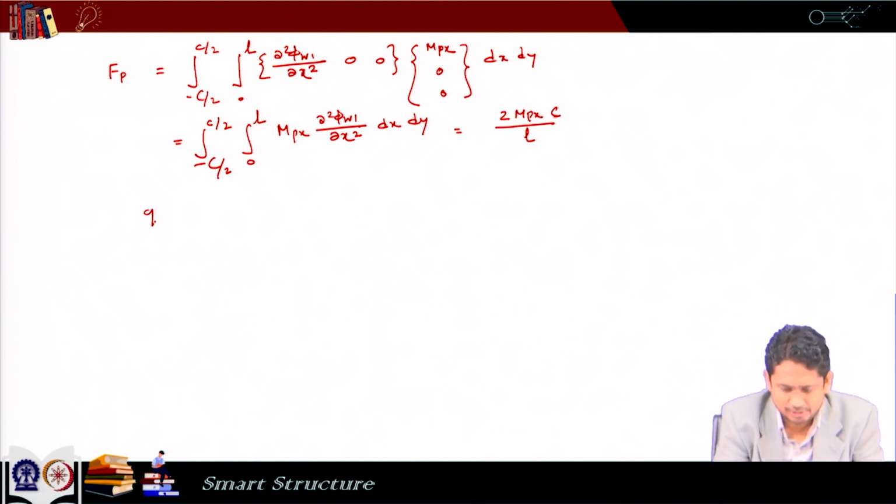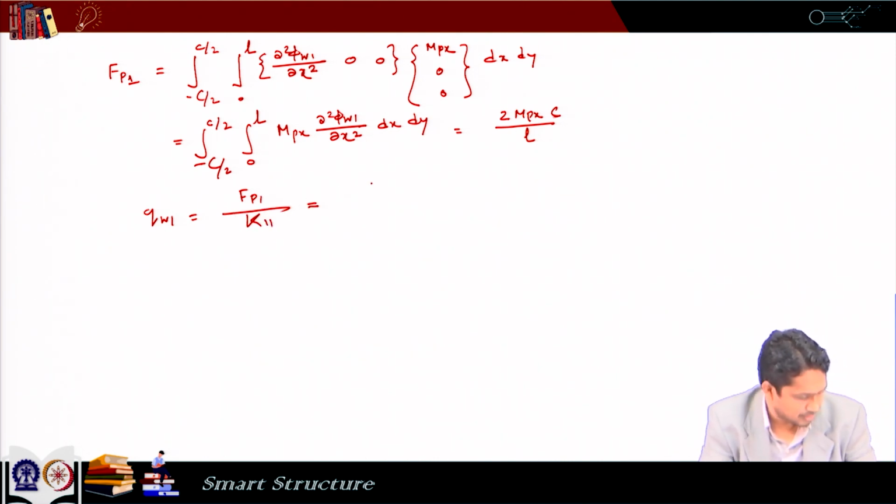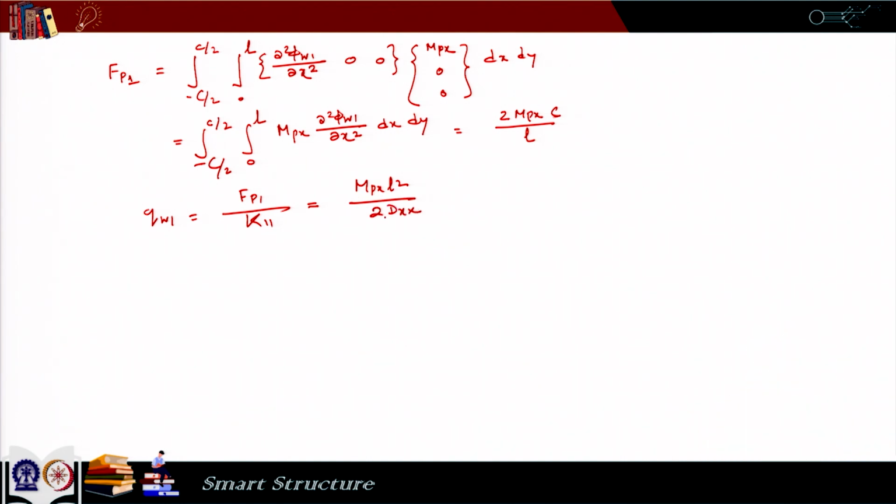And then we can solve the equation and QW1 can come. So this is again, it has only one component, let us call it Fp1 by K11, and that gives me QW1 to be MPX L square by 2 dxx. So this is our QW1, and then we can substitute QW1 to the original approximation, and that gives us W as a function of x.